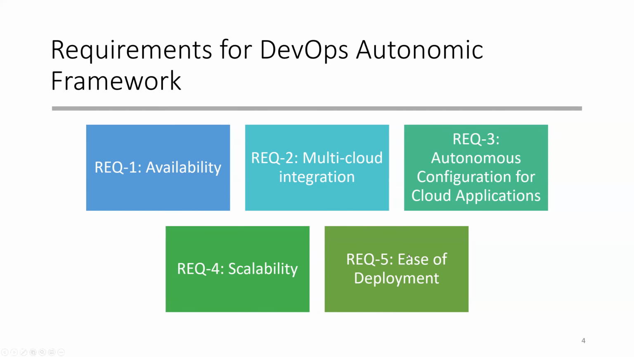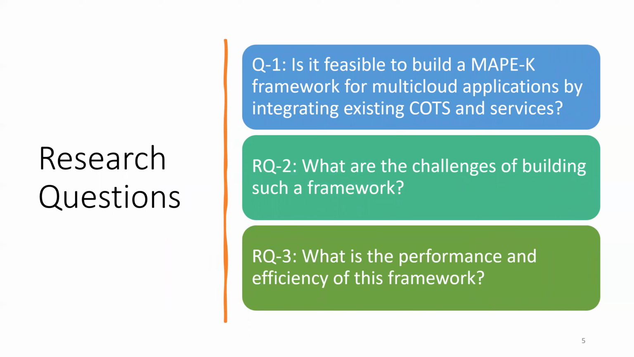So based on these requirements, we answer these 3 research questions. Research question 1, is it feasible to build a MAPE-K framework for multi-cloud applications by integrating existing COTS and services? Research question 2, what are the challenges of building such a framework? And research question 3, what is the performance and efficiency of this framework? So research question 1 explores the COTS and available industrial services to determine if they meet our requirements. Research question 2 identifies the various tasks needed for integration and challenges we experienced. And research question 3 evaluates the frameworks on different self-adaptive use cases on an IBM benchmark application.